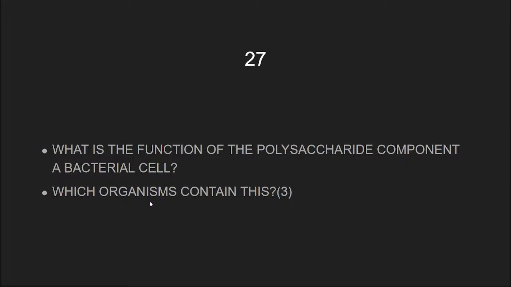Okay? So, let's go with number 27. What is the function of the polysaccharide component of the bacterial cell? It inhibits phagocytosis, okay? And there are 3 organisms that are associated with a polysaccharide component, or what we call the capsular component of microorganisms, and this is usually seen in some gram-positives and some gram-negative organisms. Of importance for us because we're medtechs and we work in the medical field, this includes Haemophilus influenzae, Neisseria meningitidis, and Streptococcus pneumoniae.